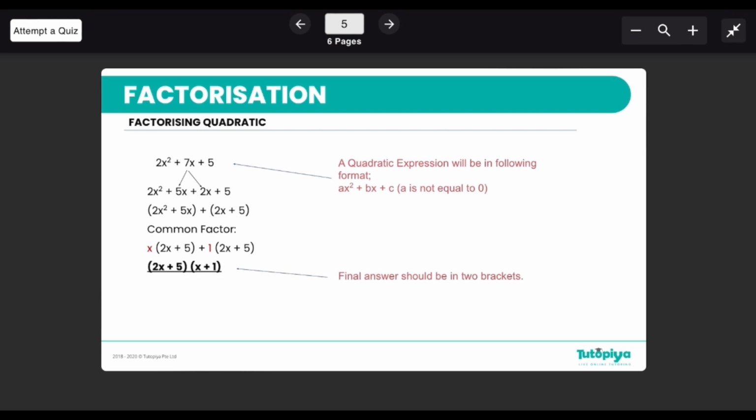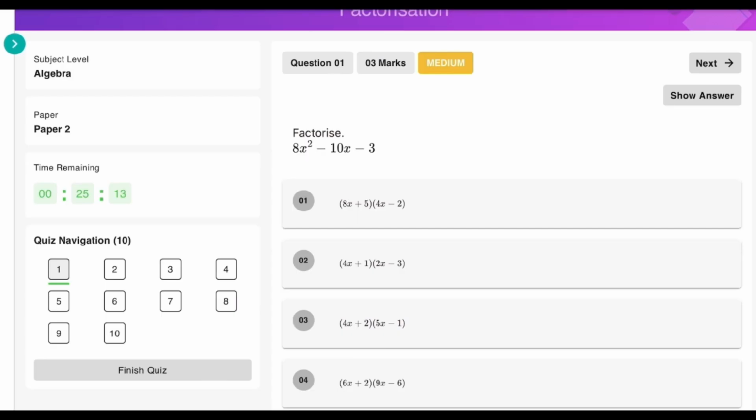So let's try a few questions. All right, and we're going to finish off with a bunch of questions. So you can see factorize 8x squared negative 10x negative 3. So as we looked at in our last example, first what you need to do is multiply the two terms here. So that is negative 24, and then we're looking at factors for negative 24.